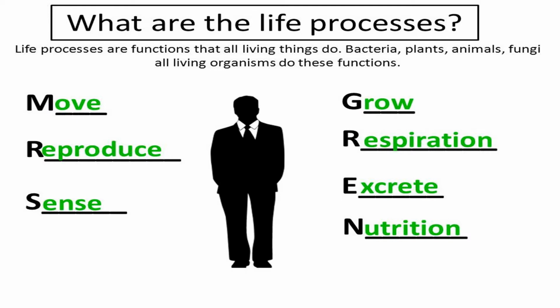Children, in primary 3 you have learned what the life processes are. We have a short form, Mrs. Nurg. M represents move, R represents reproduce, S represents sensitivity, G represents growth, R represents respiration, and then excretion and nutrition. Those are the life processes of living organisms.